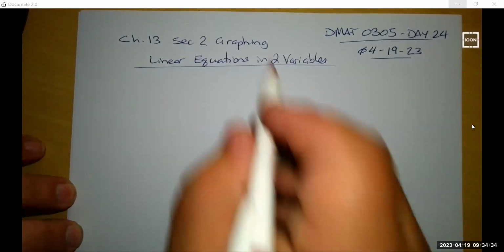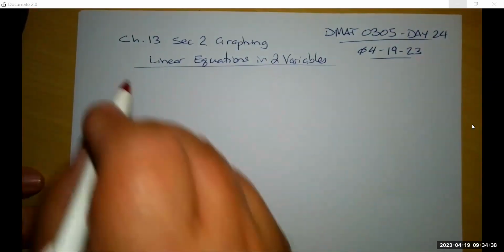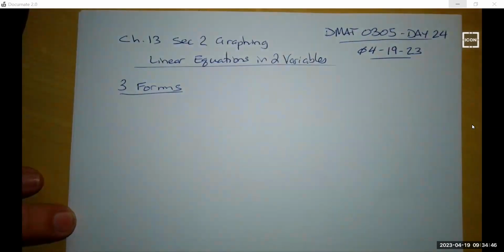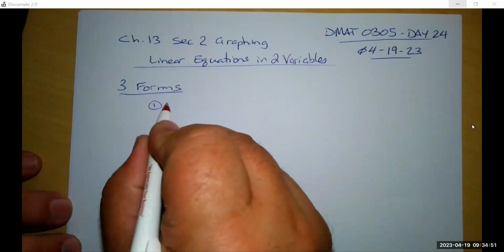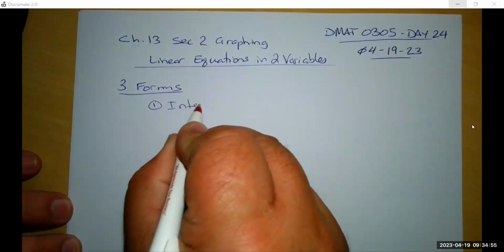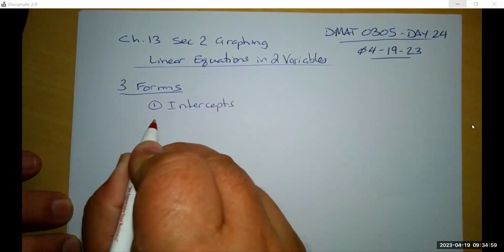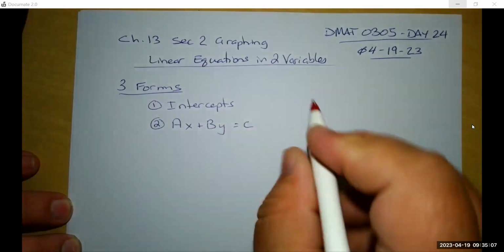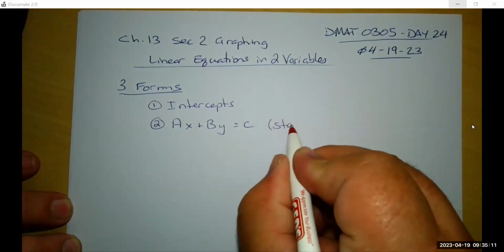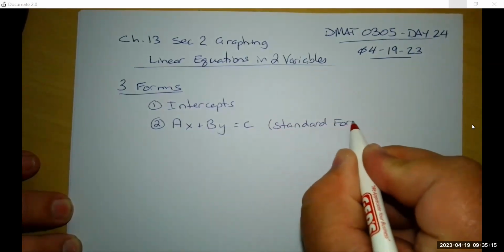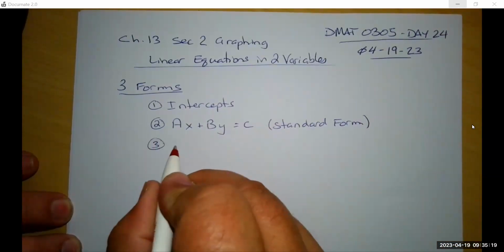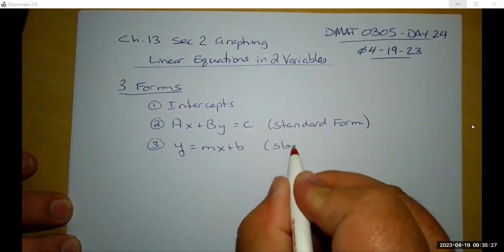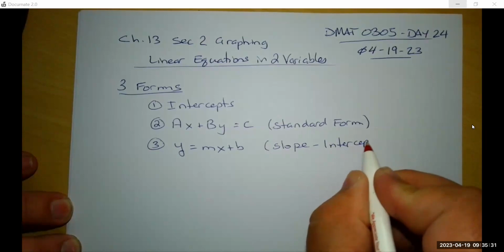All right, section two is going to be graphing linear equations in two variables. We have three ways of graphing it. One is finding intercepts. Another is called standard form. And the third way is called the slope intercept form.